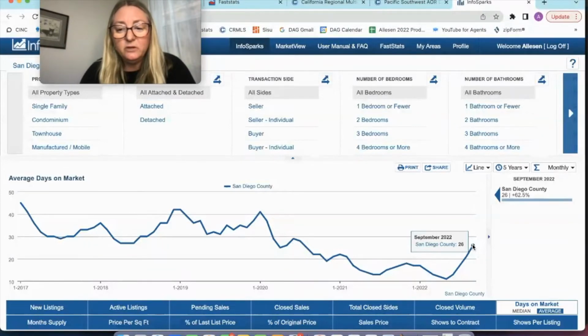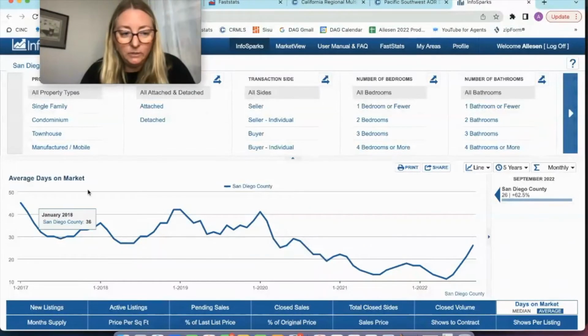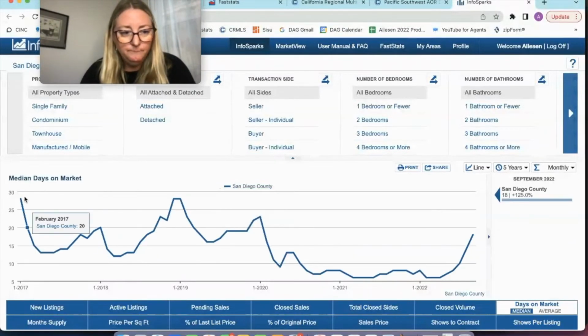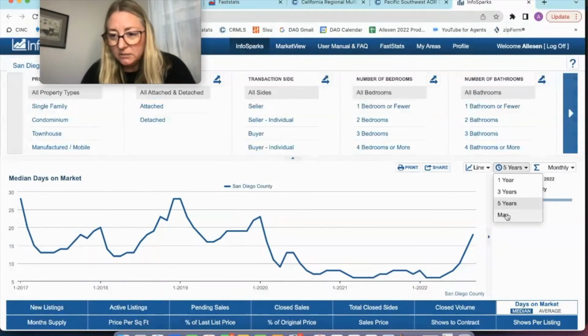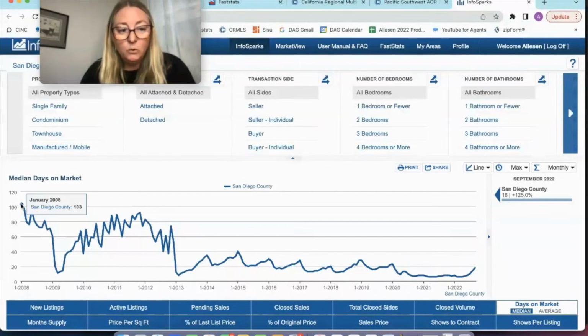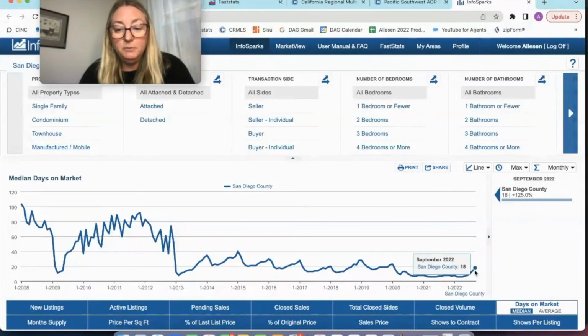But you can see we are still drastically down from 2017. If you look at median, it's really high. And in fact, if you go back to the max, over 3 months to sell a house back in 2008. And now we're at 18 days. People are like, oh my God, sellers are freaking out because it's taking more than a weekend to sell. This is still really fast.